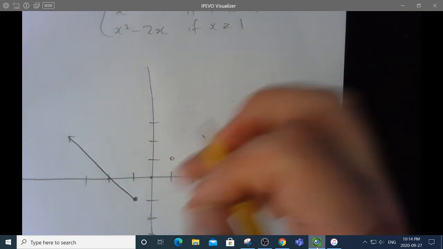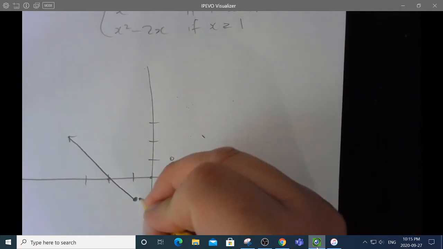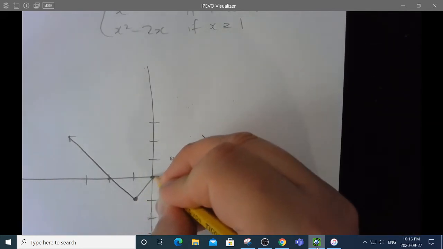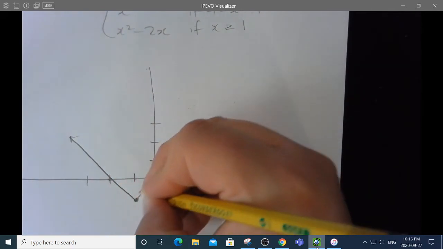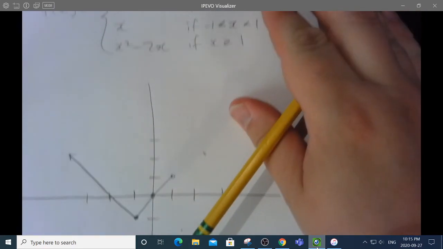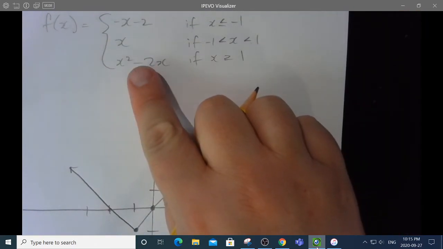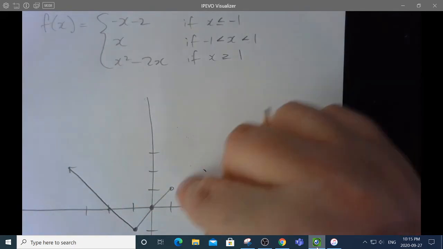So open dot there. Now, I wouldn't draw an open dot there because there's already a solid dot there. So in other words, I don't really have to lift my pencil as I follow the graph this way. But here, I might have to lift my pencil. I'm leaving that as an open dot until I figure out what this thing does. Okay, y equals x squared minus 2x when x is bigger than or equal to 1.